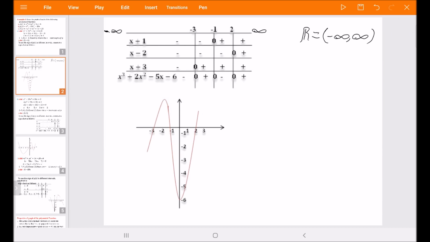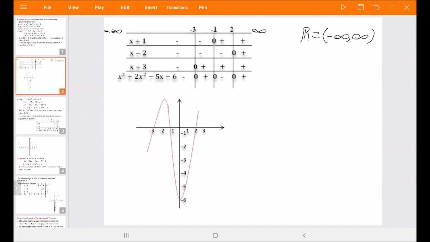Now consider the 3 factors of this polynomial: x plus 1, x minus 2, x plus 3. Don't bother about which one must come first, or which one must be written after which factor of this polynomial. It doesn't matter. You can write first the factor you wish to write first.